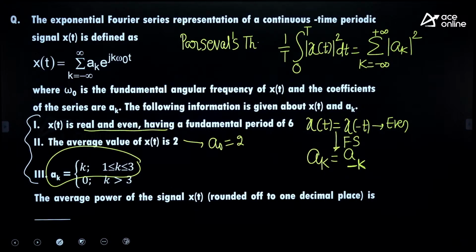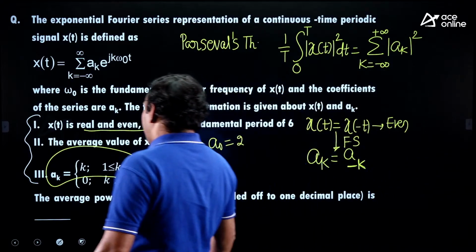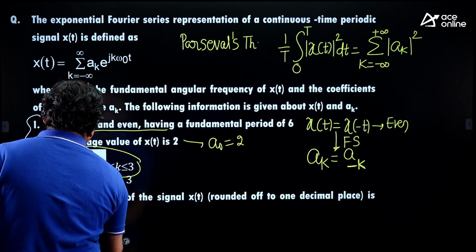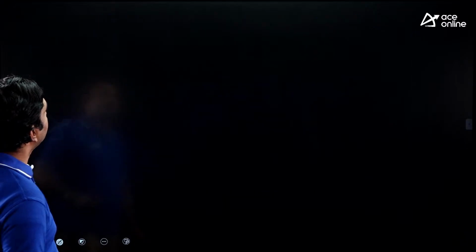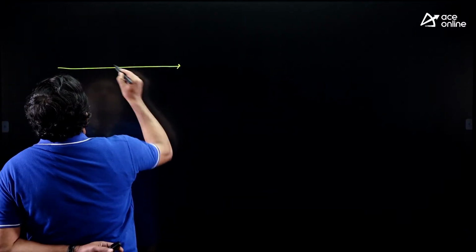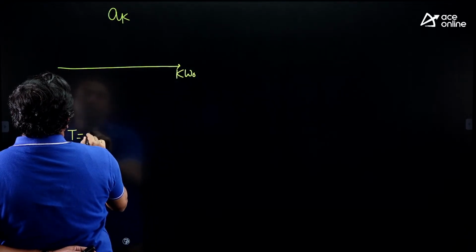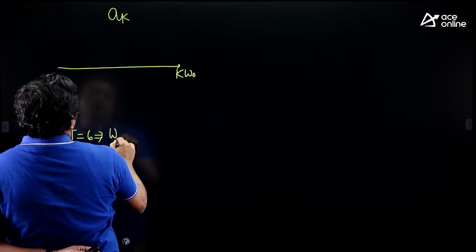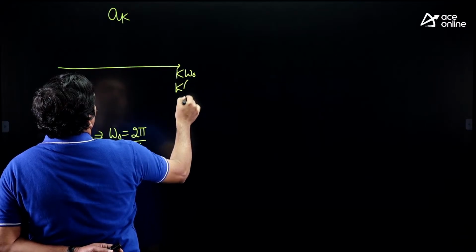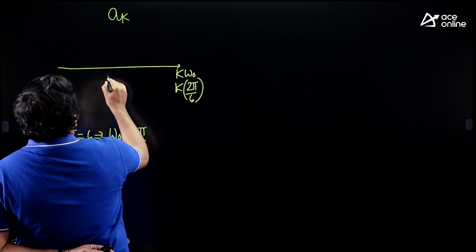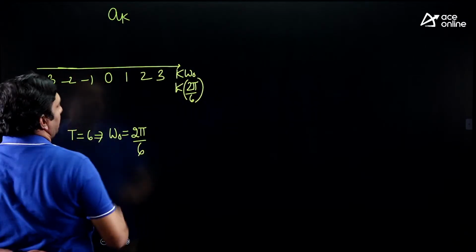Come on, come on. I hope you are solving. So, if I draw the spectrum with the known data, a k versus k omega naught. In our example, the time period is 6. Omega naught becomes 2 pi by 6. So, k into 2 pi by 6. Which numbers do we have to choose? 0, 1, 2, 3, minus 1, minus 2, minus 3.